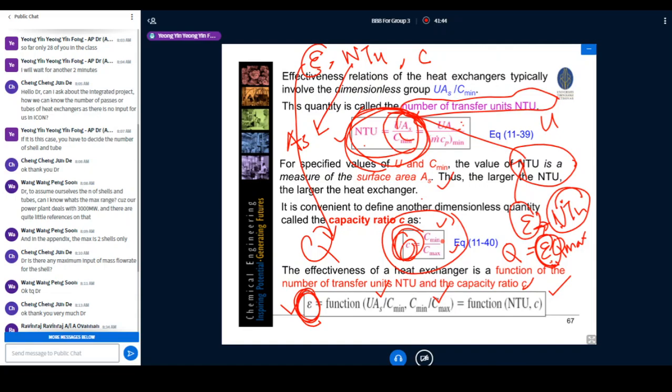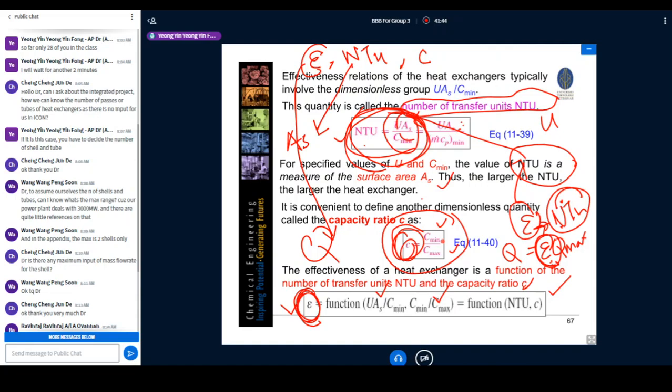The LMTD method is not the same. Okay, all four temperatures are given. You need to determine the size. What will be the heat transfer area that you need in order to achieve that particular temperature change? Okay, so this is the other way around from the effectiveness-NTU method.